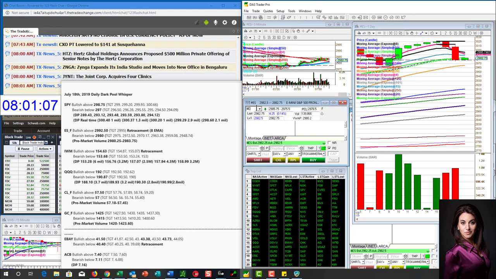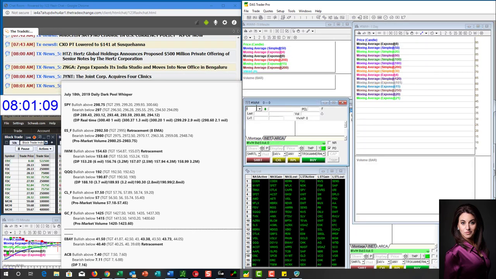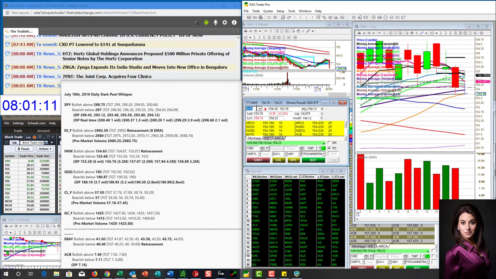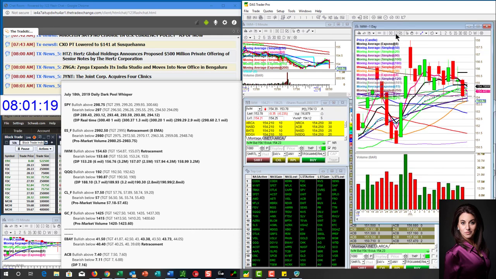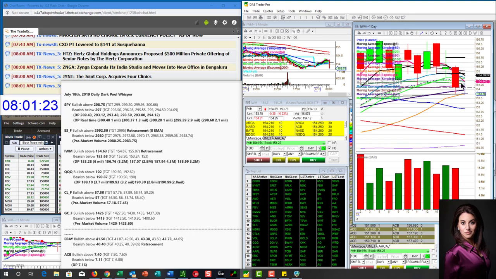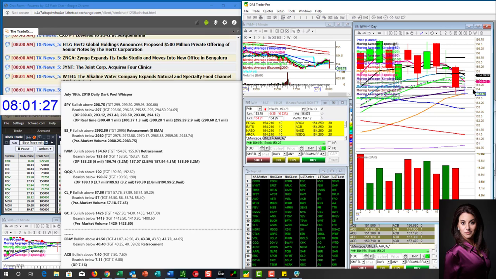Let's go to the Russell, IWM. So the Russell, yeah, very bearish as well. The 4 crossed below the 8, negative momentum. It's been like that for a while now. Yeah, it's definitely been the weaker of these major index ETFs. We're going to be bullish above 154.63. We're going to be bearish below 153.68.